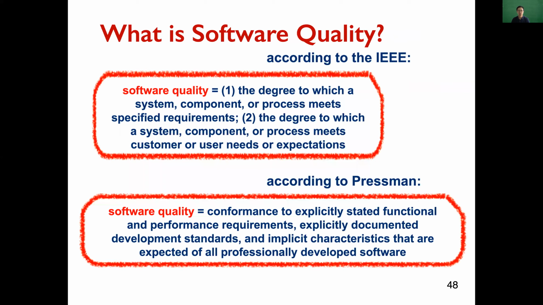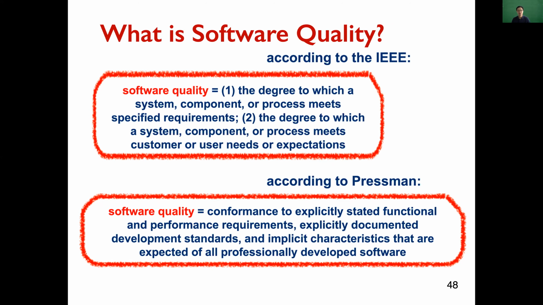So what is software quality? According to IEEE, software quality is the degree to which a system, component, or process meets specified requirements. That's the first dimension. The second dimension of software quality is the degree to which a system, component, or process meets customer or user needs or expectations. So sometimes, even though your software meets the specifications in the requirements, it may not meet the expectation of the users, because the requirements may not reflect the user needs accurately.